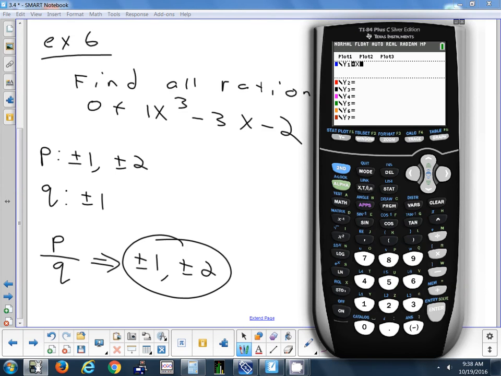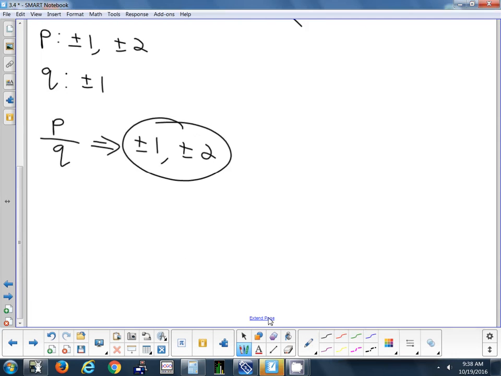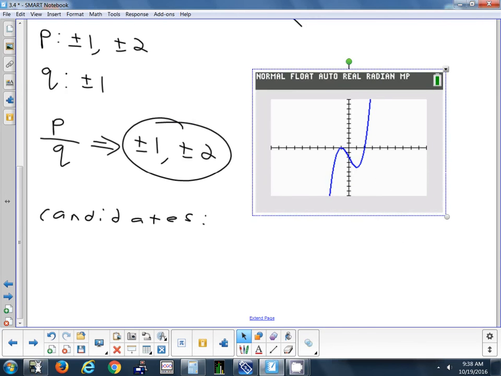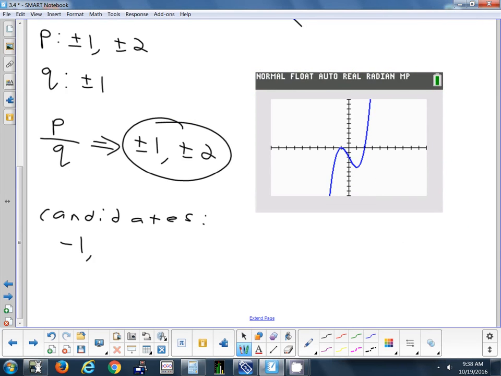Okay, so we've got x cubed minus 3x minus 2. Okay, does it look like plus 1 is a candidate? No. How about minus 1? Yep. Oh, might be easier if I just put it here. All right, so minus 1. How about plus 2? Yeah. Okay. You don't have to put the plus, just 2. How about minus 2? No. So these are the only candidates.